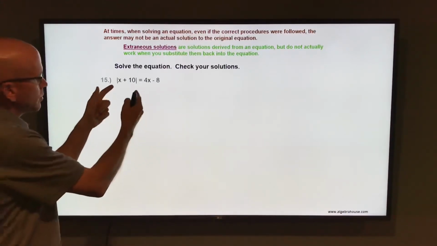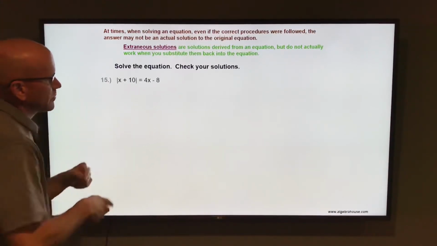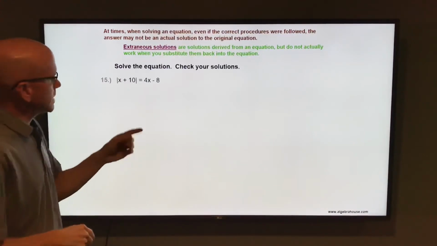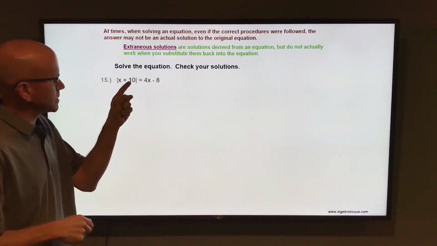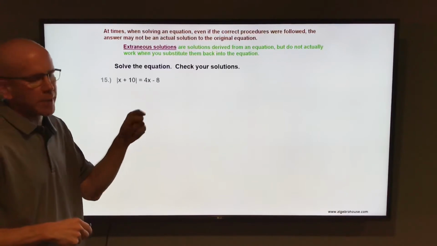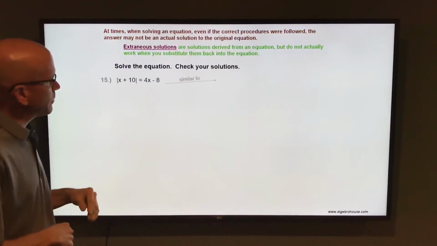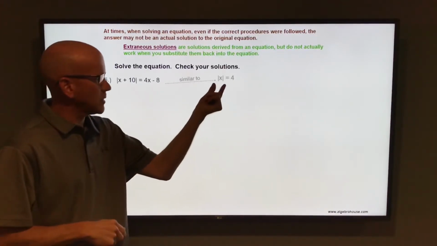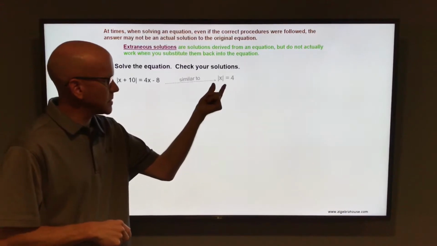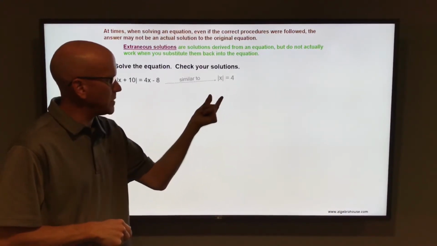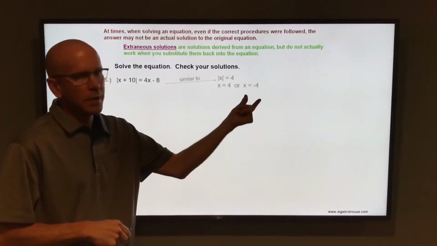We're going to solve this equation. The absolute value of x plus 10 equals 4x minus 8. So that's saying the distance that x plus 10 is from 0 is 4x minus 8. It's no different than if you have the absolute value of x equals 4. That's saying the distance that x is from 0 is 4. That means that x could be 4 or negative 4.